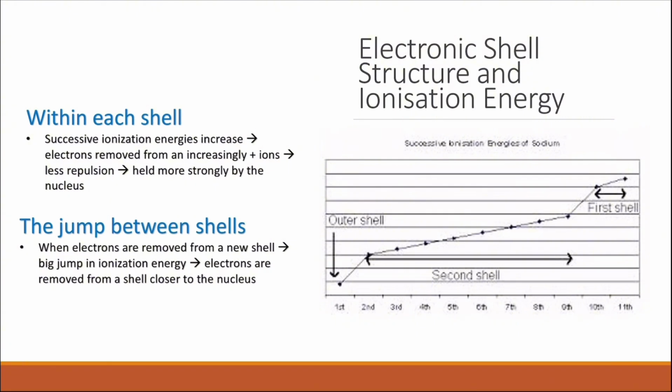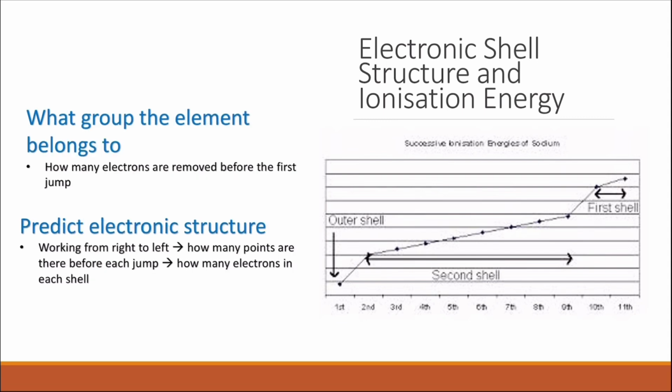Electronic shell structure and ionization energy. When we talk about the successive ionization energy for a certain element, you can see that the successive ionization energy increases. This is because you keep removing an electron from an increasingly positively charged ion. Also, there will be a jump in the ionization energy between shells. As you go through the successive ionization energies, when you jump from one shell to another, there will be a jump in the ionization energy, because now we are removing electrons from a shell that is closer to the nucleus.